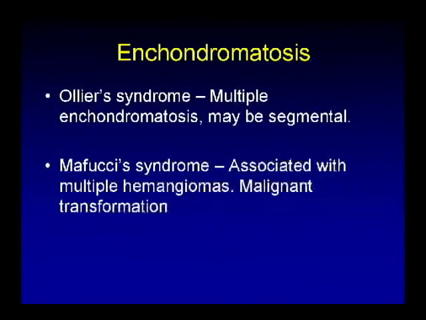These are cases of enchondromatosis, which are typically associated with 2 syndromes, Maffucci syndrome and Ollier syndrome. Maffucci syndrome is associated, in addition to enchondromatosis, with multiple hemangiomas, and it has poor prognosis as compared to Ollier's because of potential for malignant transformation. Ollier syndrome can be isolated or it can be generalized. Very rarely, it can also be segmental, involving just one part of the extremity.